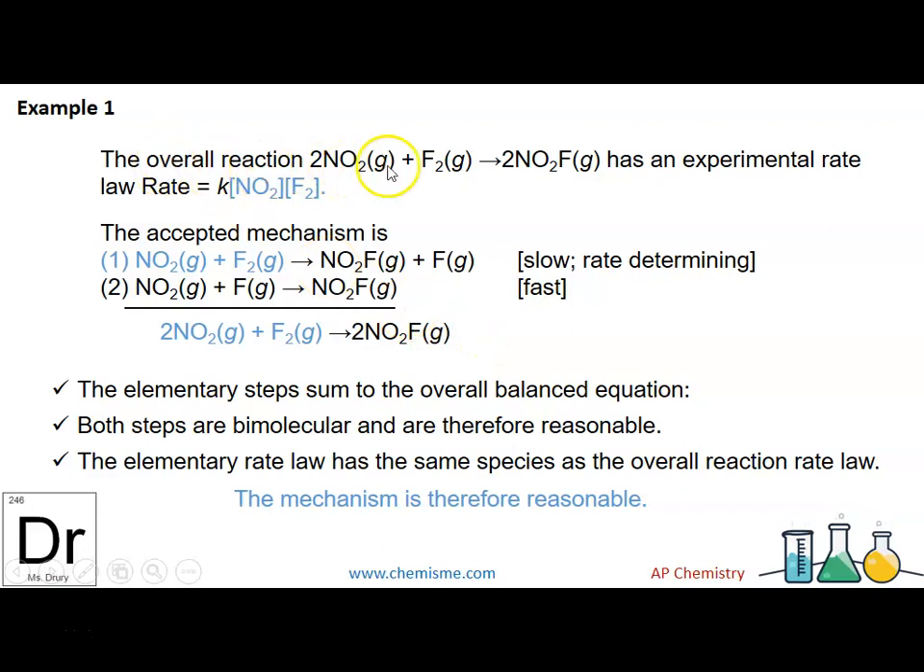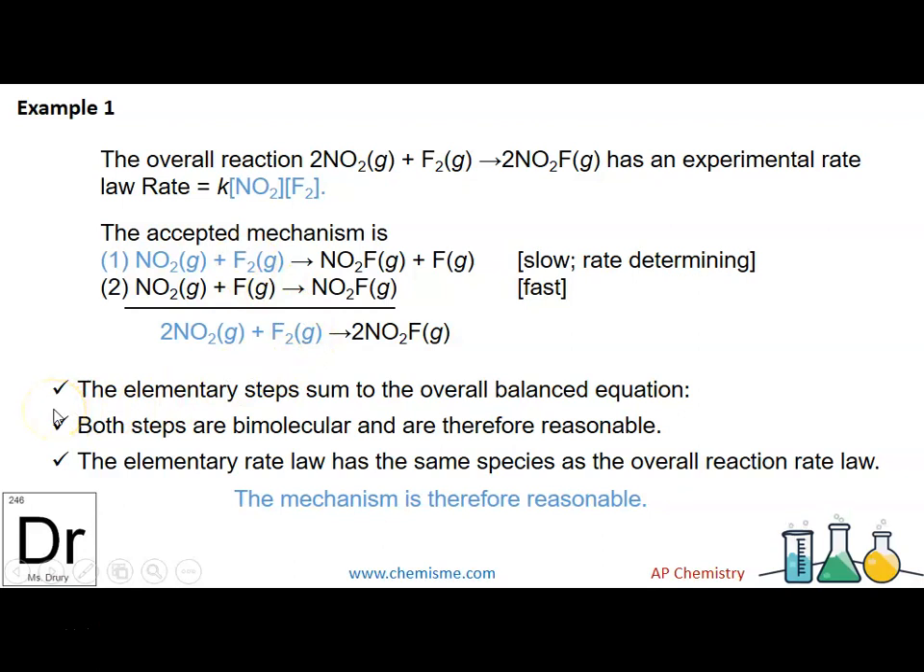So the overall reaction of 2NO2 and F2 makes 2NO2F and has an experimental rate law of rate equals k times NO2 times F2. The accepted mechanism is that the NO2 reacts with fluorine to form these intermediate species in a slow step, and the NO2 again reacts with the fluorine, and that's what makes NO2F, in a fast step. Notice that the overall reaction is still what I wrote up here, and the species in the slow step match the species in the overall.